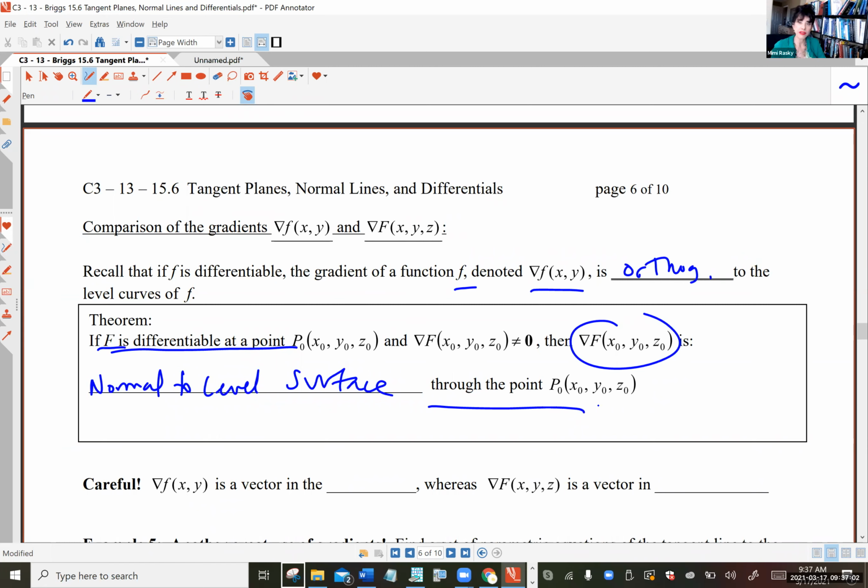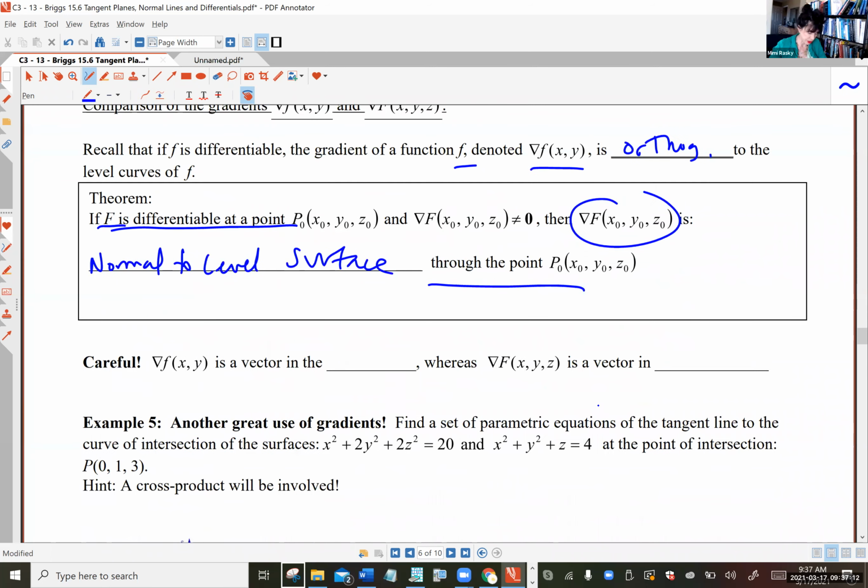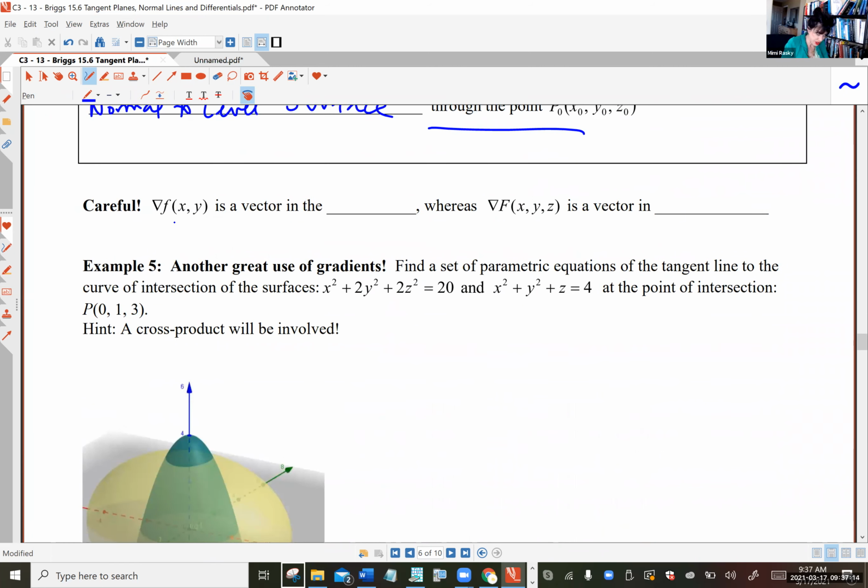So little del F is a little 2D vector that's normal, orthogonal to level curves. The big del F gradient is orthogonal or normal to level surfaces. Okay, fine. So just a reminder, little del F is a 2-dimensional vector, so it's a vector in the plane, whereas big del F is a vector in space. So don't lose sight of that.